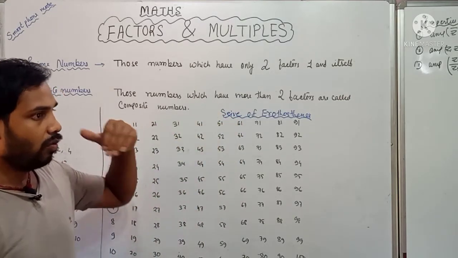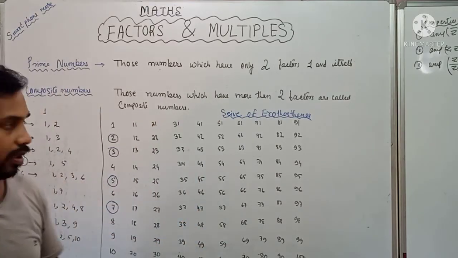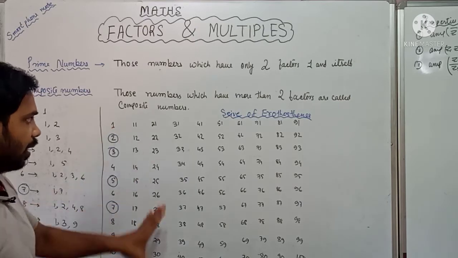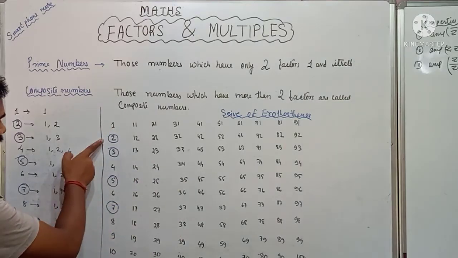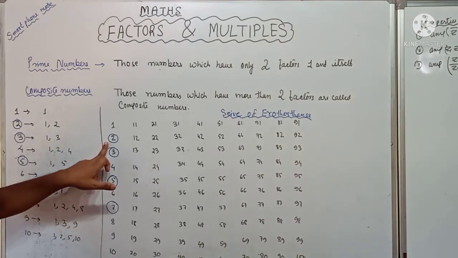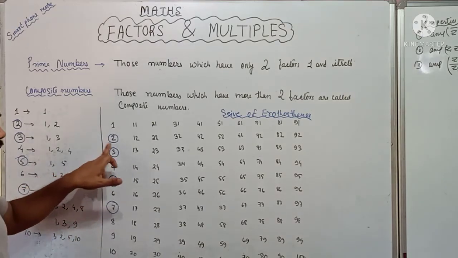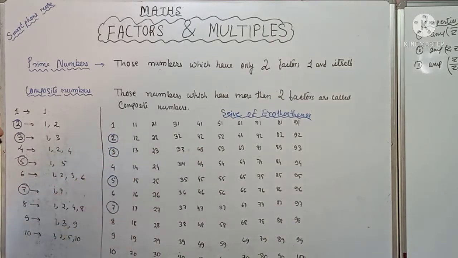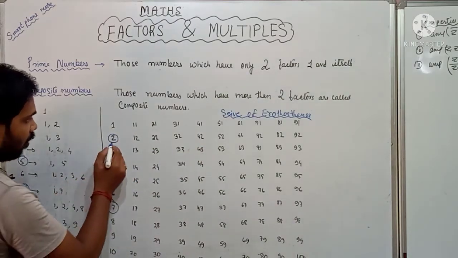Understood? Okay, so next we'll discuss what prime numbers are present here. So you see 2, 3, 5, 7, these are the prime numbers from 1 to 10. So we'll first see 2. We'll cut out all those numbers which have 2 in the ones place. So we'll cut out.